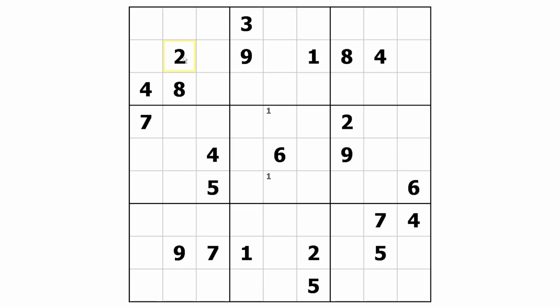Because of this 2 in column 2 and this one in row 4, we can put a conjugate pair of 2s into these two cells. And because they rule column 1 now, one of them must be true, and this 2 rules column 2, we know that we can put a conjugate pair of 2s into those two cells.